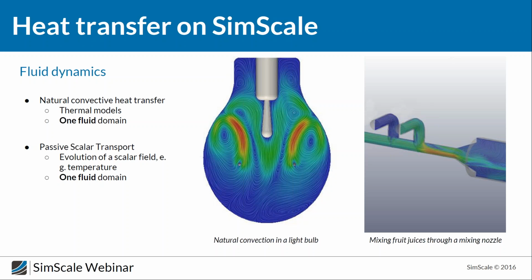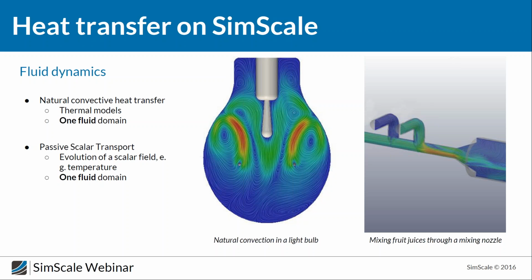The other analysis type that we have is the passive scalar transport. Here, we are basically dealing with the evolution of a scalar field. This scalar field could be temperature, but it means that we are not considering any change of properties due to change in the temperature. So it's quite limited. It has its own applications, but it's somehow limited. Here, we also are limited to one fluid domain. You see an example of it.